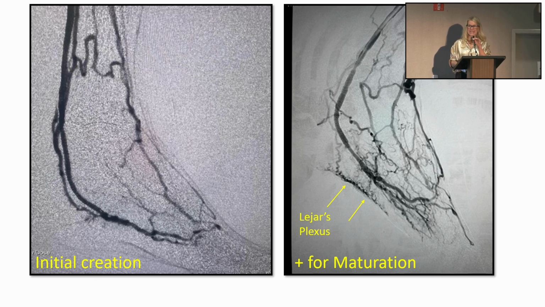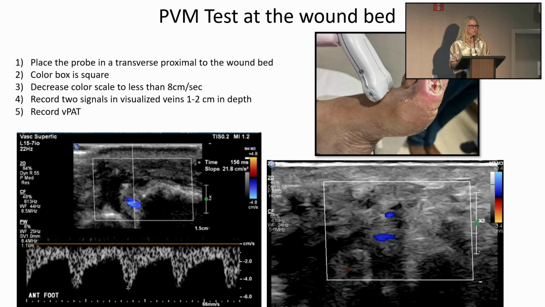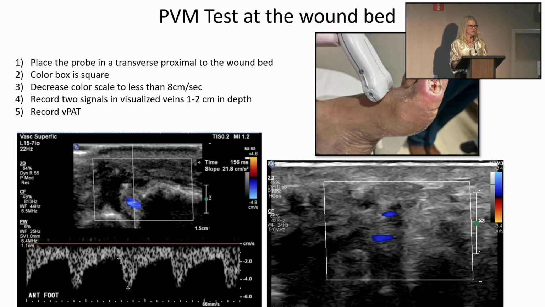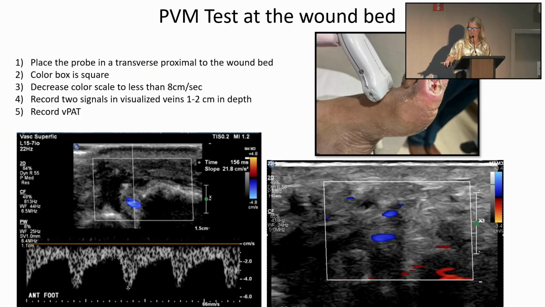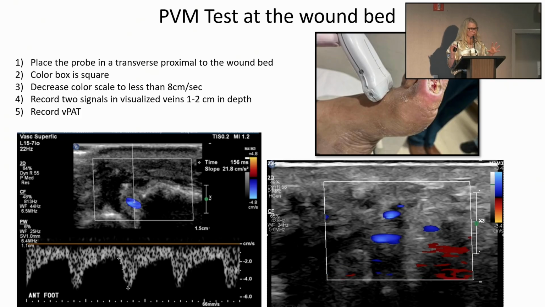The problem is we can't do an angiogram on every single DVA patient throughout the time points of surveillance. So we're going to use ultrasound to determine if there is maturation post-DVA, because we want maturation. We want that oxygenated blood flow to go into the tissue, ultimately to the wound bed to heal the patient. So how we do it is we're going to place the probe in transverse close to the wound bed, and you're going to see this beautiful arterialized pulsatile flow in these serpiginous terminal veins. This is oxygenated blood flow.